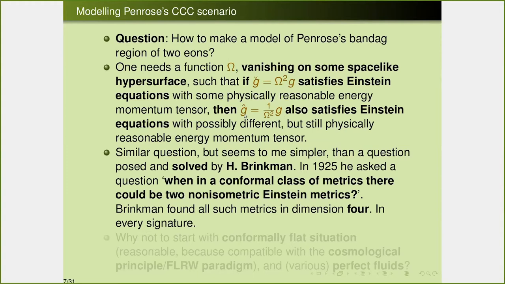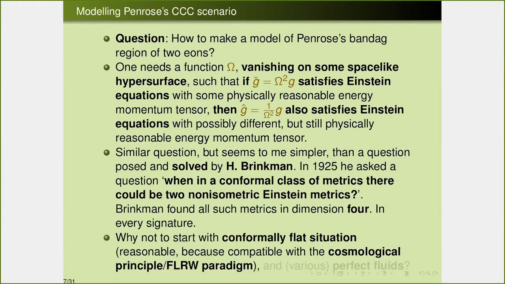So just to get some intuition, let's start with the simplest situation, when I simply assume that this metric G is conformally flat. So everything will be conformally flat. And why not start with this? And why not ask that, for example, this metric satisfies Einstein equations with perfect fluid and cosmological constant. So why conformally flat? It is quite reasonable, because it is compatible with the cosmological principle and this is what is done by the Friedman, Lemaitre, Robertson, Walker models. So let's start with this situation.